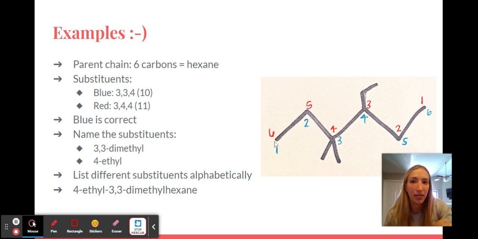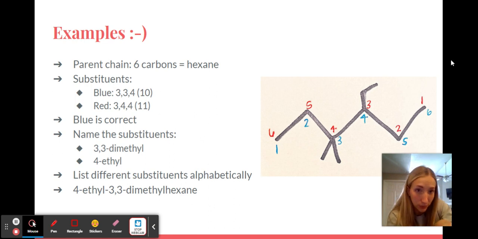Okay. The last one that I have here. So our parent chain is what we're going to number first. So 1, 2, 3, 4, 5, 6 for our blue. 1, 2, 3. And you could have gone 4, 5, or 4, 5, 6. Either way, 6 is going to be our longest carbon chain. So this is going to be a hexane.